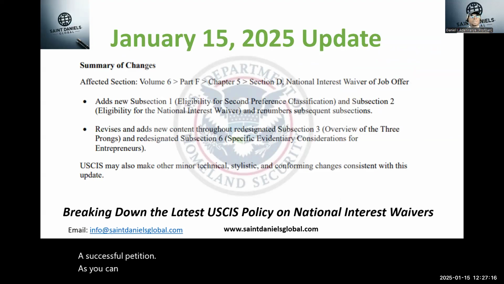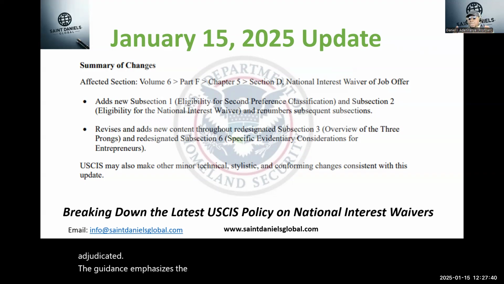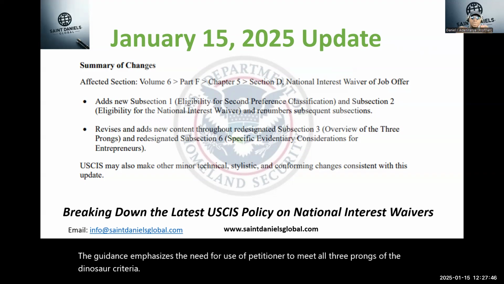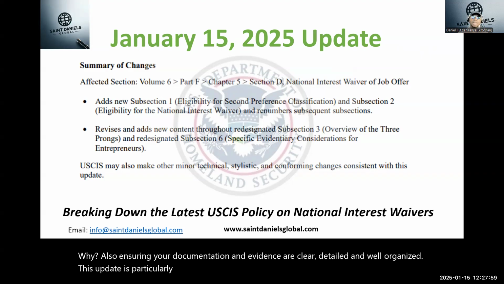As you can see on the screen, you will see a summary of changes. So USCIS released these updates on January 15, 2025 to clarify and standardize how EB2 NIW petitions are adjudicated. The guidance emphasizes the need for you, the self-petitioner, to meet all three prongs of the Dhanasar criteria, while also ensuring your documentation and evidence are clear, detailed, and well organized.